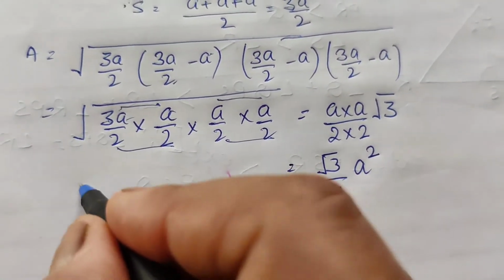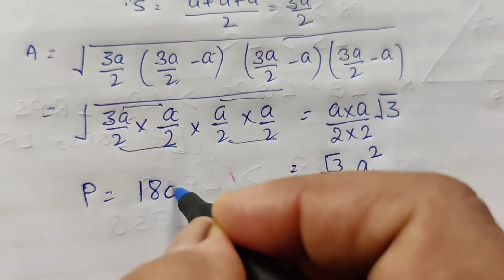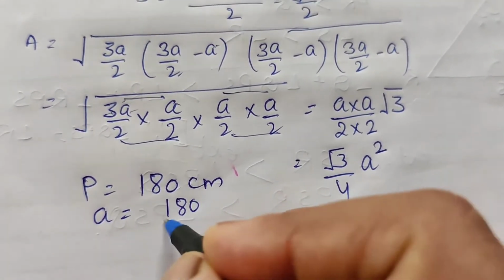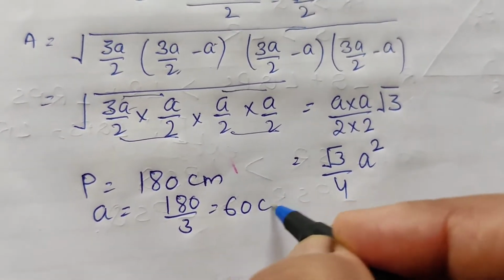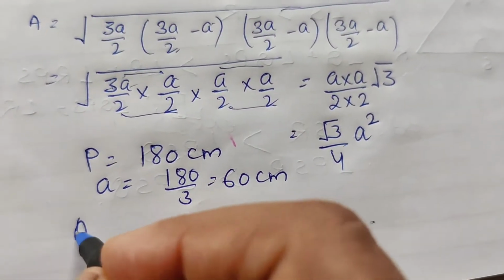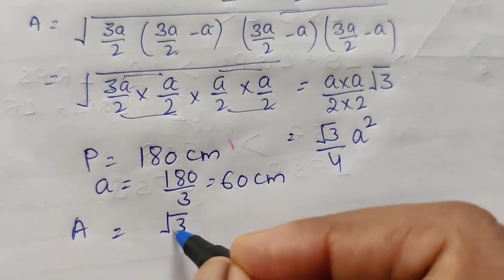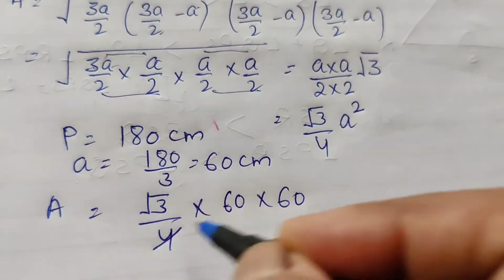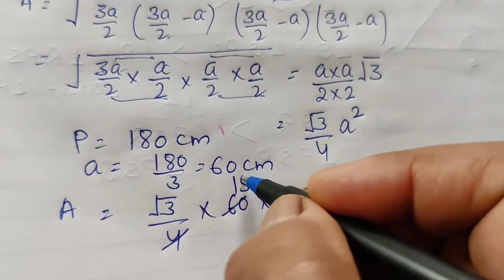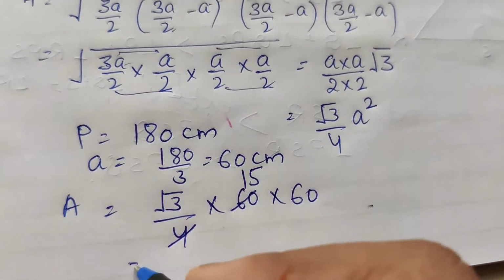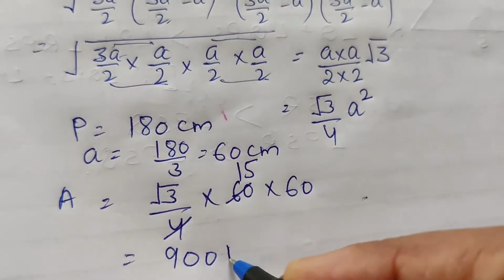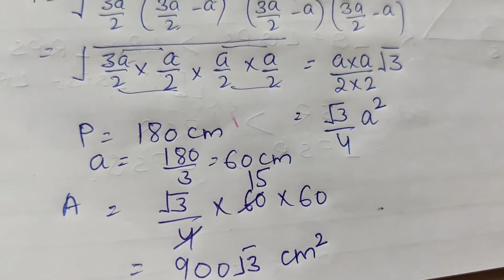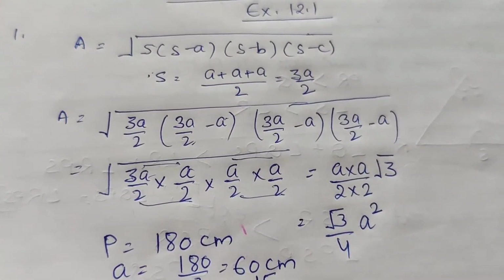If the perimeter is 180 cm, find the area of the equilateral triangle. Then the side equals 180 by 3, which means 60 cm. The area of the equilateral triangle, now we can put in the formula root 3 by 4 into side square. By cancelling, 15 6s are 90, 900 root 3 centimeter square. Okay. This is the answer of question number 1.